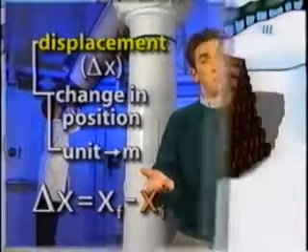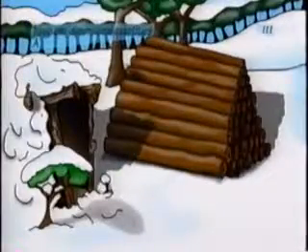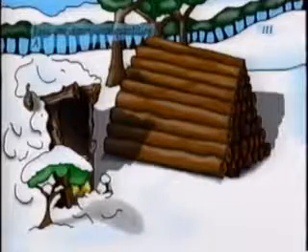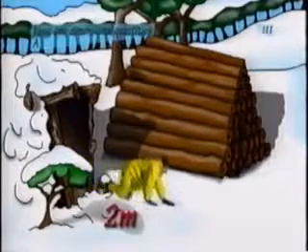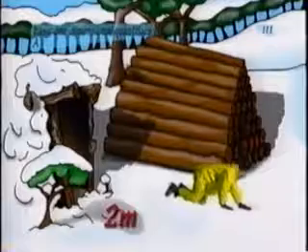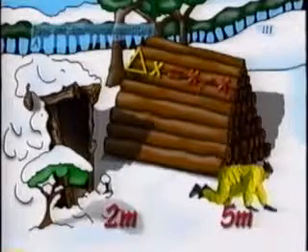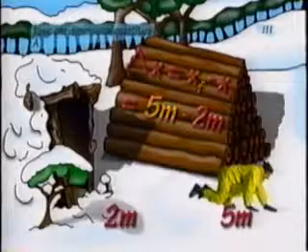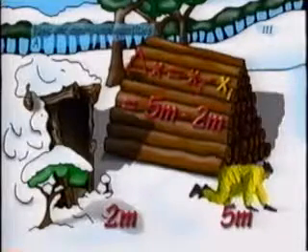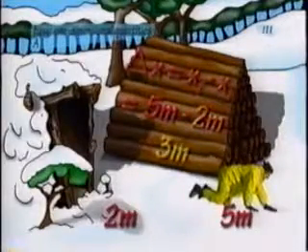Here's an example. Say Not Quite Bright, the one-dimensional Wonder Boy, starts from the ski lodge at a position of 2 meters and stumbles over to put on his skis at a position of 5 meters. The displacement of Not Quite Bright is his final position, 5 meters, minus his initial position, 2 meters. 3 meters. No sweat, right?